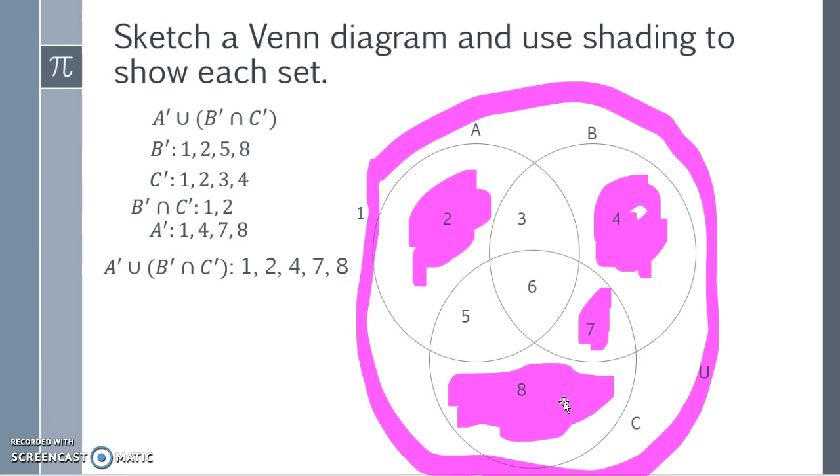I hope that labeling them using numbers and using the order of operations helps you identify better where you need to shade, both when we have 2 sets, A and B, or if we have 3, A, B, and C.